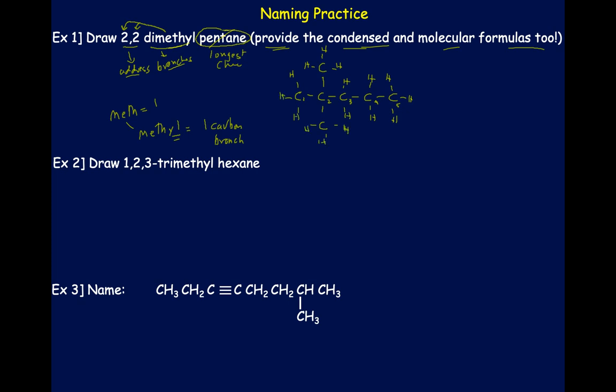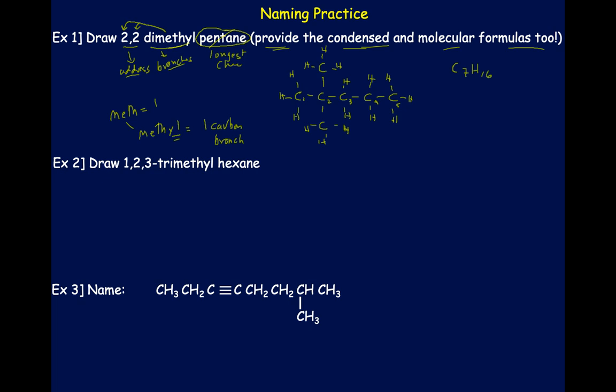All right, so I'm going to have 5 C's plus 2, I'm going to have C7. I'll have 7 C's. And I have to count my H's. I'll start with carbon number 1. 1, 2, 3, 4, 5, 6, 7, 8, 9, 10, 11, 12, 13, 14, 15, 16. C7H16. That's what I got.